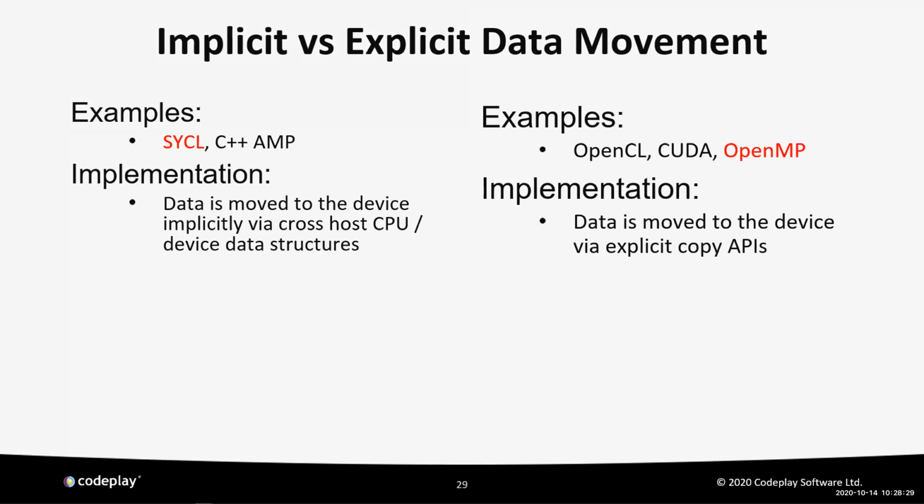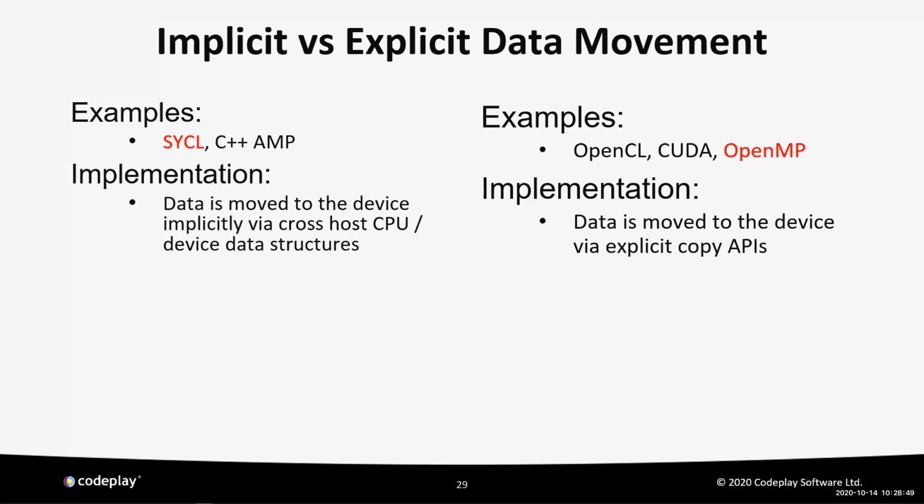With explicit data movement, you have to explicitly call an API to move data to the device. SYCL and C++ AMP are examples of how data is moved to the device implicitly. OpenCL, CUDA, and OpenMP are examples of how data is moved to the device explicitly.